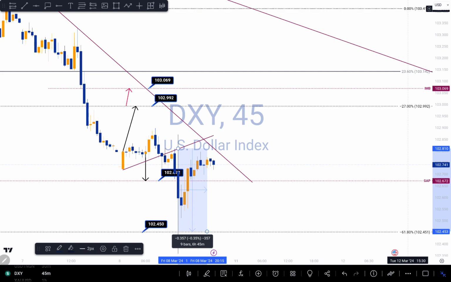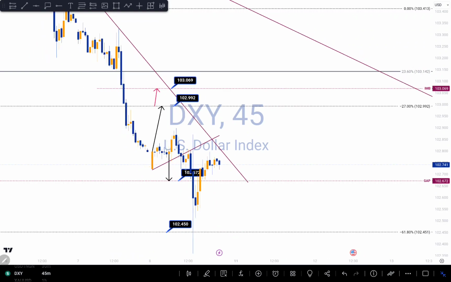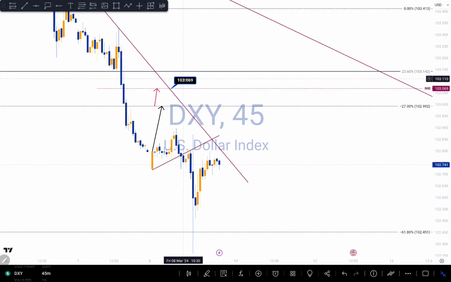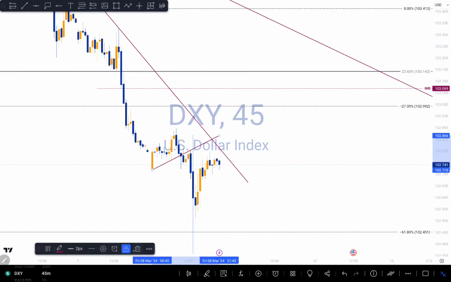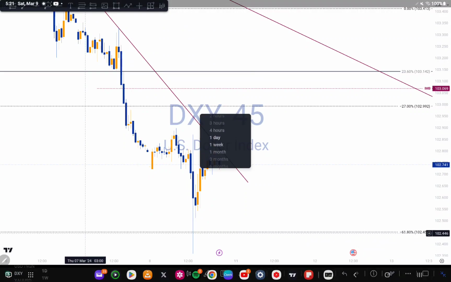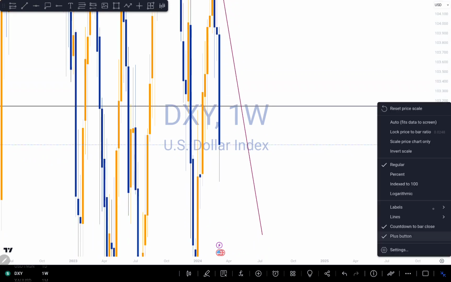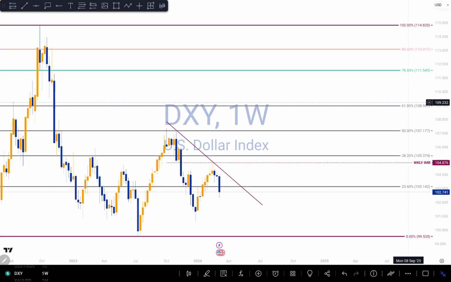So let's analyze the DXY guys based on the current market price. Let me delete this previous one and see what we are looking at on the DXY overall. Just like I like to do top down analysis, I'm going to go from a bigger time frame to a smaller time frame because it simplifies the market.